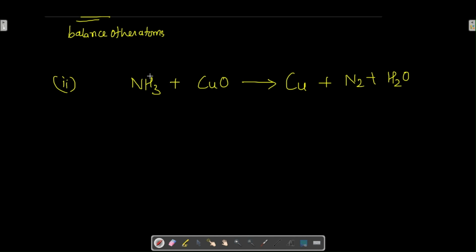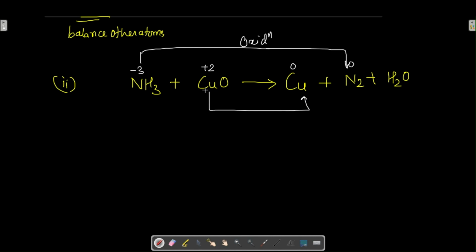First thing, identify oxidation and reduction. Here x plus 3 is equal to 0, so x will be minus 3 on nitrogen. Here, because it is in elemental state, charge is 0. Copper oxide, copper in plus 2 state, elemental state 0. This nitrogen goes from minus 3 to 0, an increase, so oxidation. Copper plus 2 to copper 0, a decrease, so reduction.